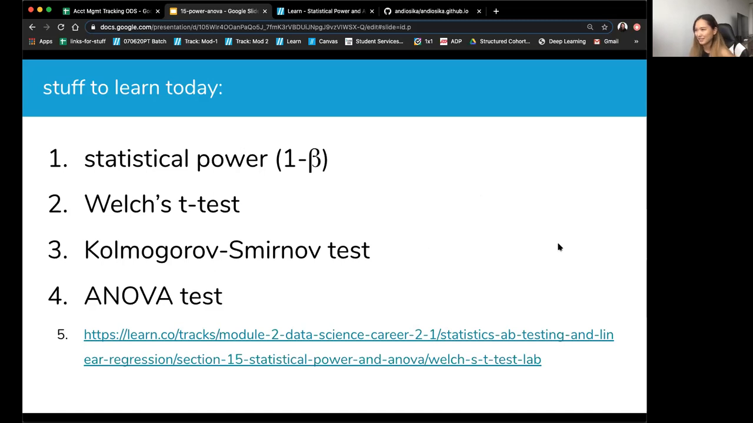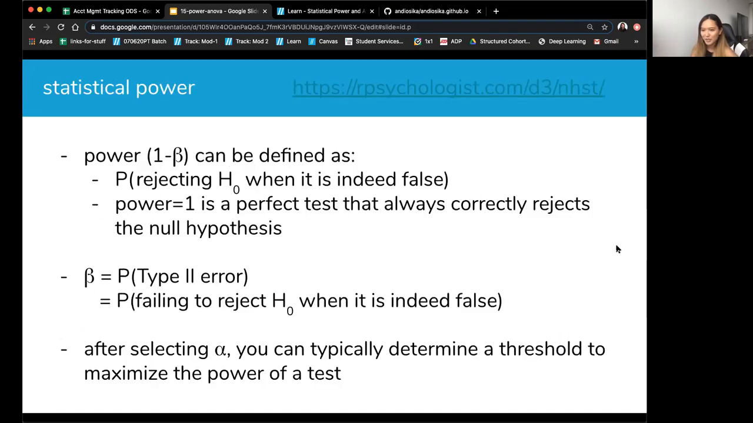We have one slide on statistical power. Not too much, because we're actually going to do an A/B testing example next study group that will explicitly talk about how we determine beta, or determine the best threshold to maximize power, sorry.